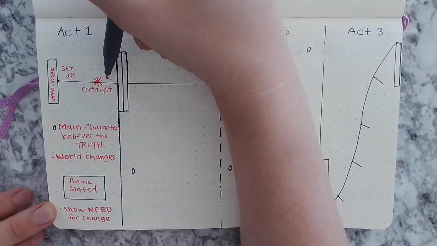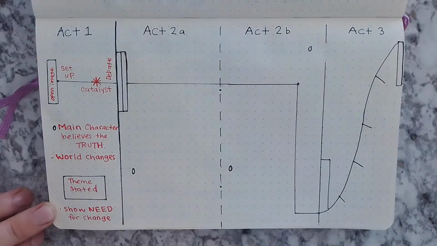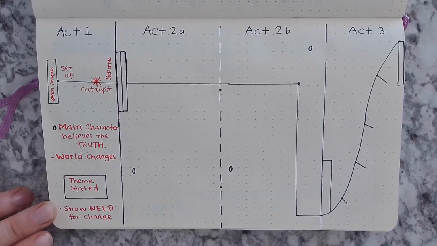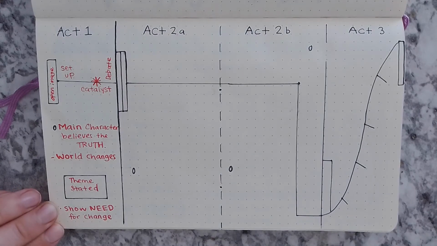The final beat in Act 1 is the debate scene. This gives your main character a chance to digest whatever just happened in the catalyst, because it was a big deal, and decide what to do next, or prepare for what's coming next.